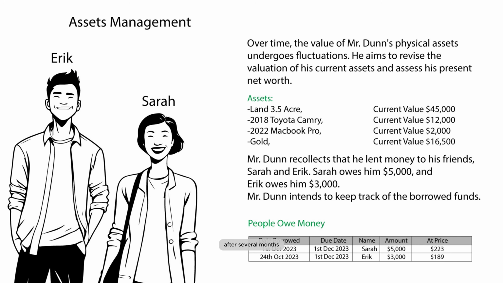After several months, Mr. Dunn's asset valuation fluctuates, so he needs to update the latest current asset valuation. For example, the value of his land is increasing to 45,000 USD. Moreover, Mr. Dunn wants to recollect the money that he lent to his friends Sarah and Eric. Sarah owes Mr. Dunn $5,000 and Eric owes $3,000.